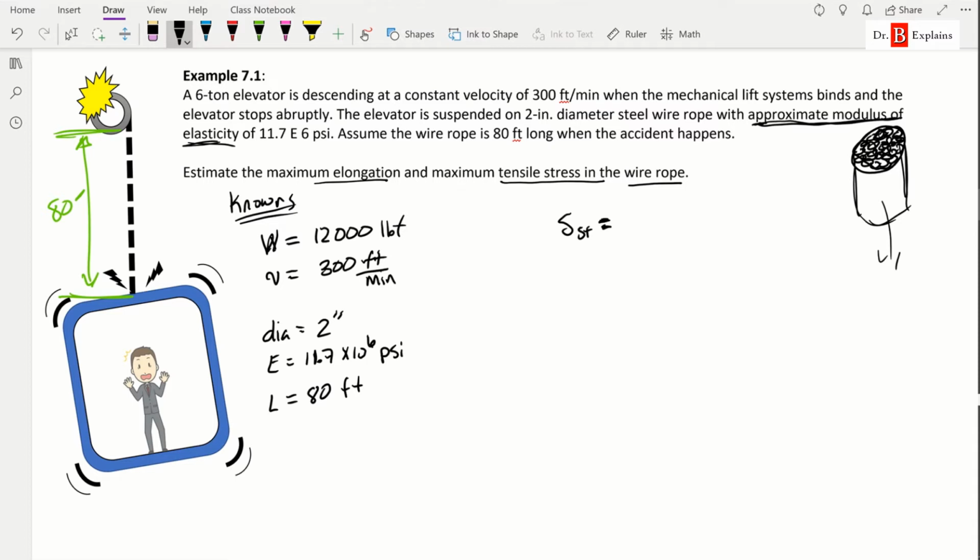Hopefully you remember that to calculate that deflection, it's an axial deflection, so we're going to use the PL by AE equation. Let's go ahead and plug in the values. P is going to be the weight of the elevator. What we're asking is, how much would the rope sag or deflect if the elevator is just hanging on it, already in static equilibrium? So that's what we're trying to solve. This P is 12,000 lbf. The length is 80 feet.